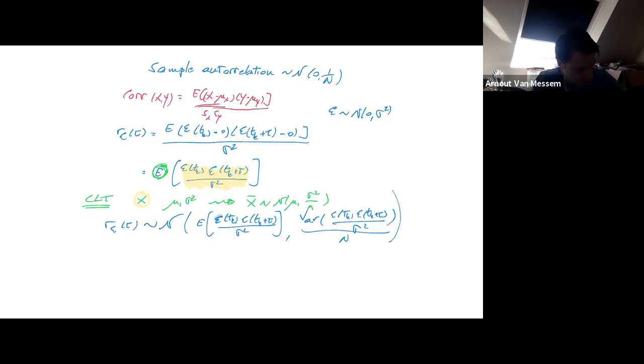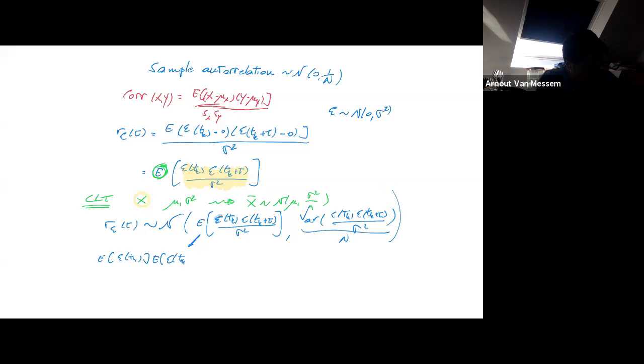So the mean, this one is easy. The expected value of a product is just the product of the expected values. So this is the expected value of epsilon tk times the expected value of epsilon tk plus tau, over sigma squared. We know that the expected values are 0 because they are white noise. Epsilon, the residual, is assumed to have a mean 0. So this is 0 times 0 over sigma squared, which is 0.